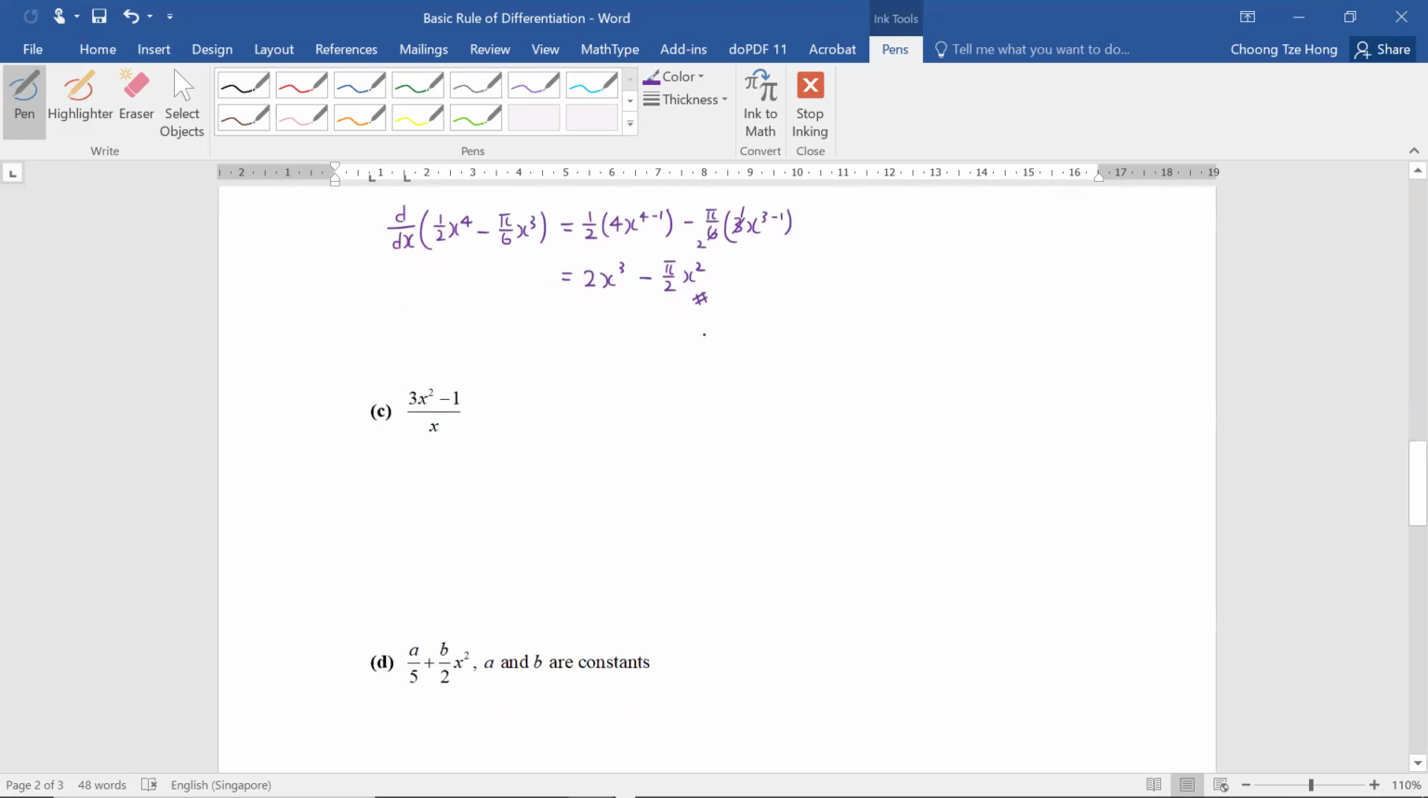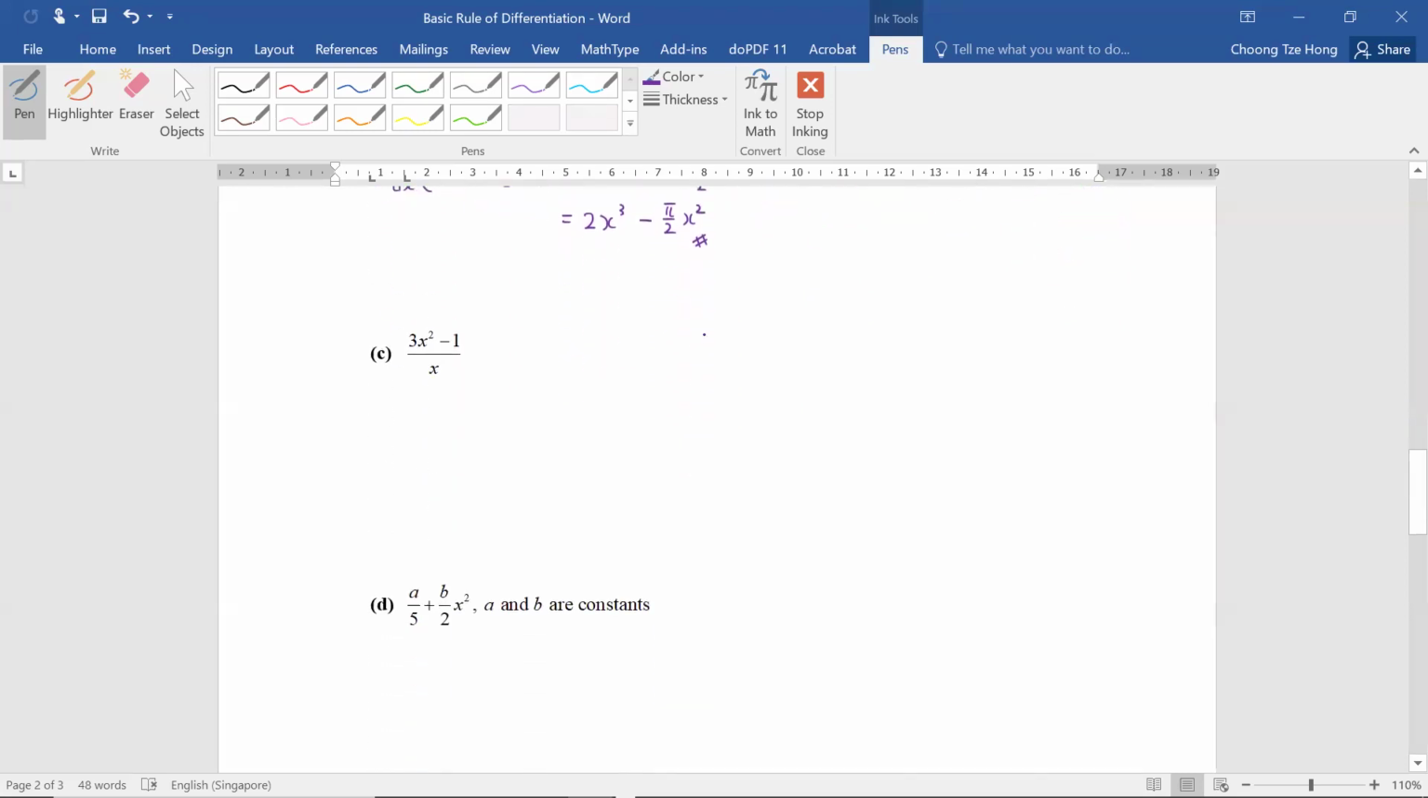Okay, let's look at part C. Now you have this fraction, right? But we know that for fractions, we can always split up when there's only one term in the denominator. So this one we can split up like this, minus 1 over x. And this one will become 3x squared over x, which is just 3x.